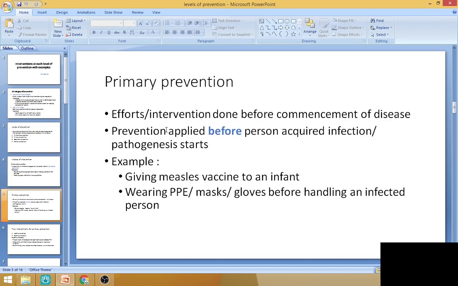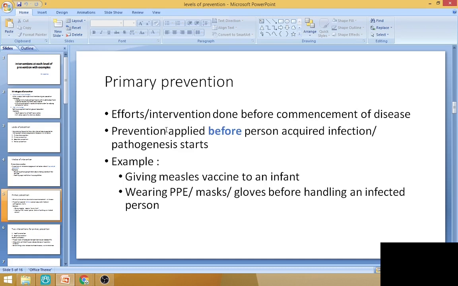Next we will go to primary prevention. So the second one is primary prevention: the efforts or interventions done before commencement of the disease. Here the risk factor is already there, but the disease is not there. Risk factor present, disease not present, but if you give certain intervention at that stage, we call it primary prevention. In primordial prevention, what happens?